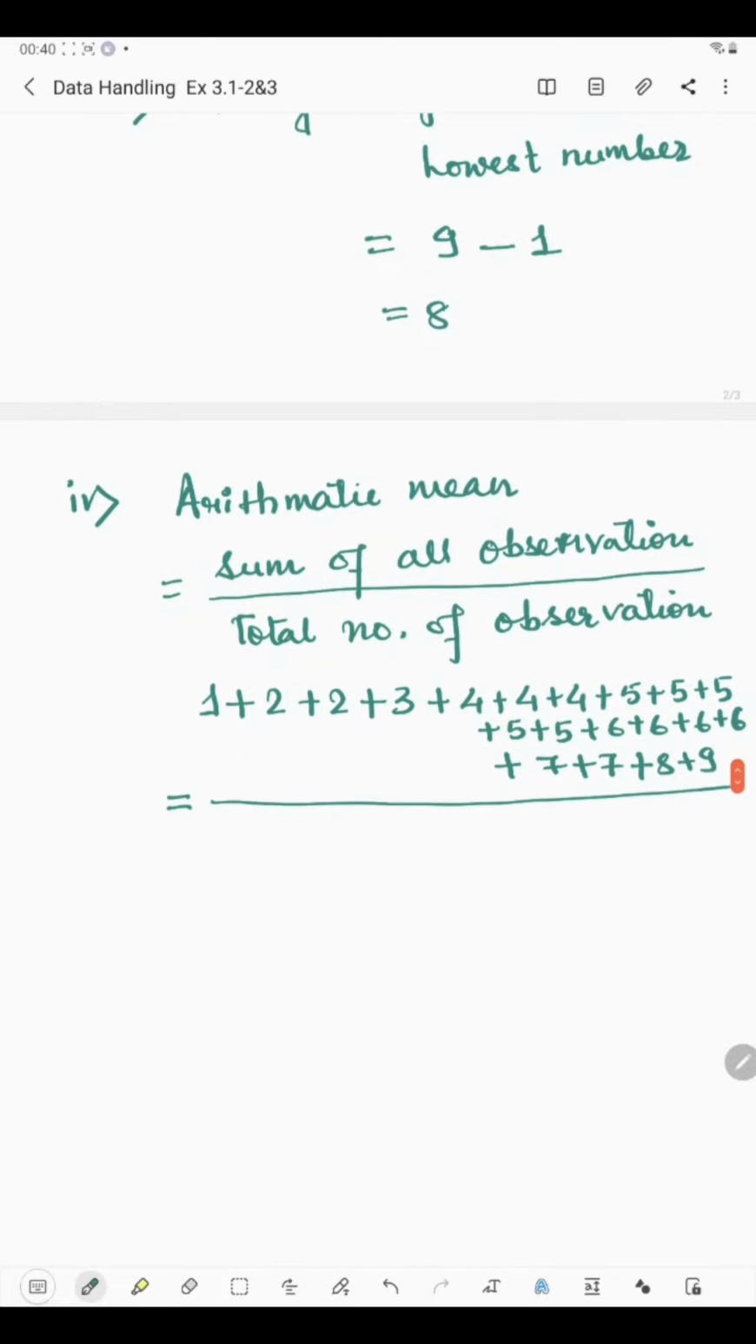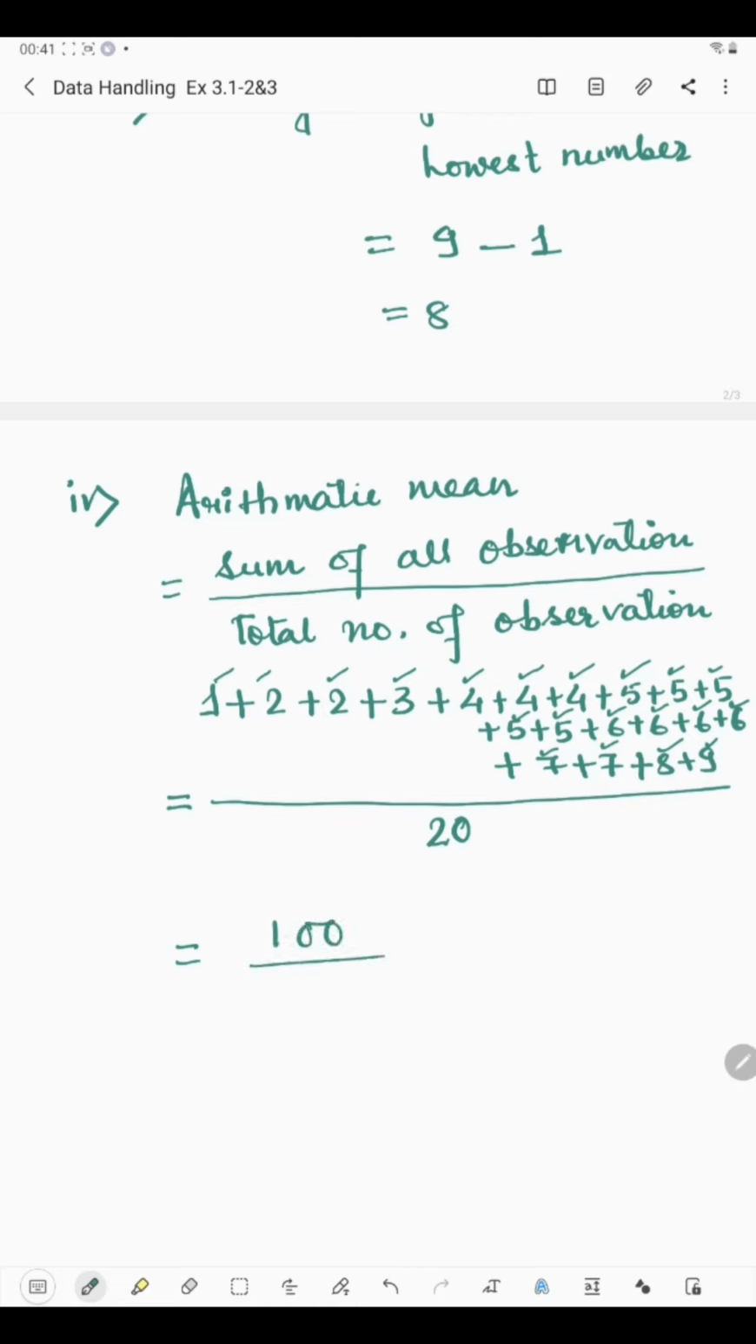Okay, so it's divided by 20. Now let us add all this. So 1 plus 2, 3, 3 plus 2, 5, 5 plus 3, 8, 8 plus 4, 12, 12 plus 4, 16, then 20, 25, then 30, 35, 40, 45, 51, 57, 63, 69, 76, 83, 91, and plus 9 is 100.